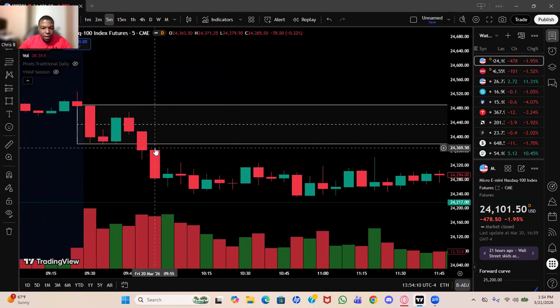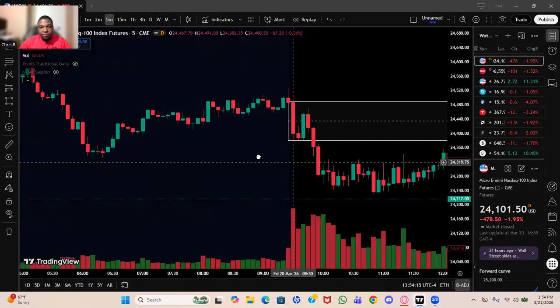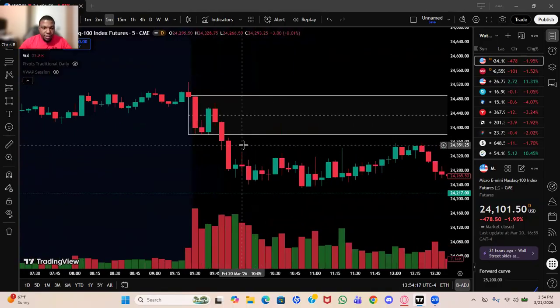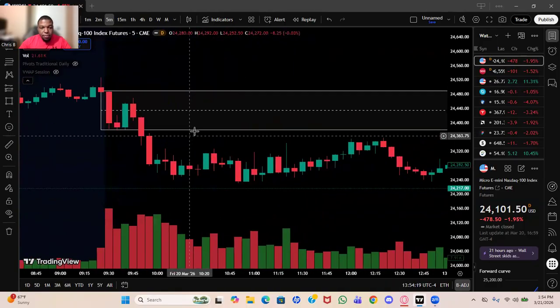Once we break out either side, we can see who's in control of the market, y'all. And that's the 15-minute range. It's simple. It shows us trend direction and what we must look out for.